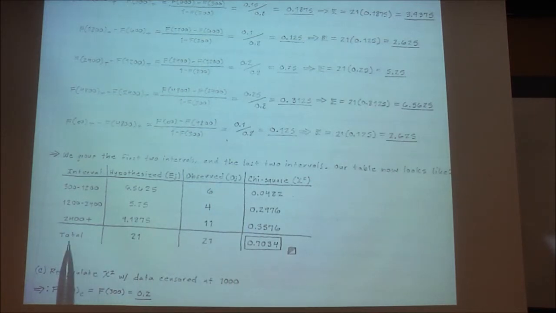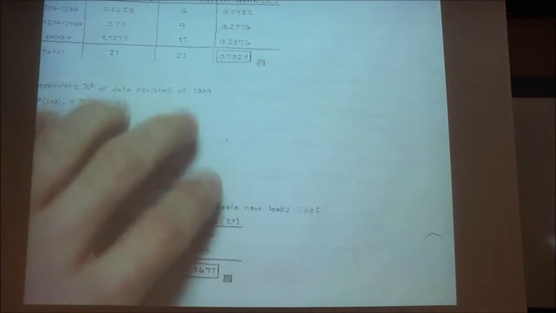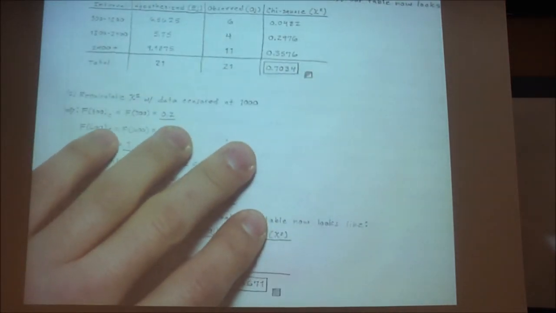You total these up. A good way to check if you're doing something wrong is if these don't total up to the same number, you messed up. So these both total to 21. You get your chi-squared statistic the same way as before. You add it up and get this as an answer. So finally, part C asks you to recalculate the test statistic with your data censored at 1,000.